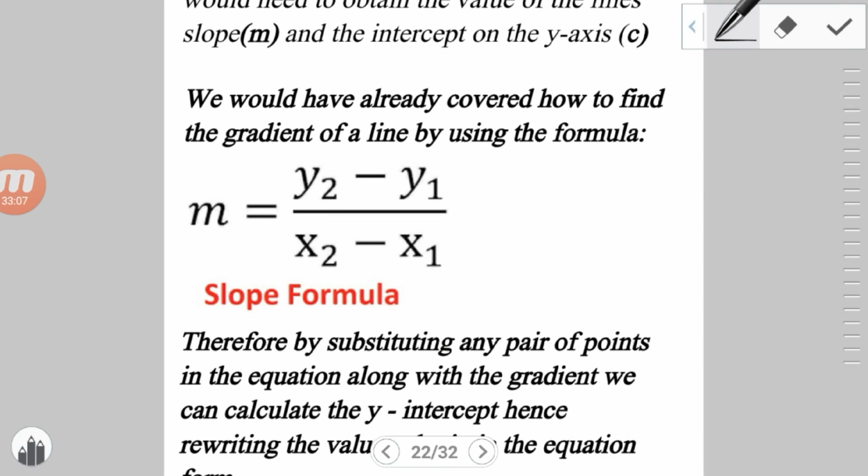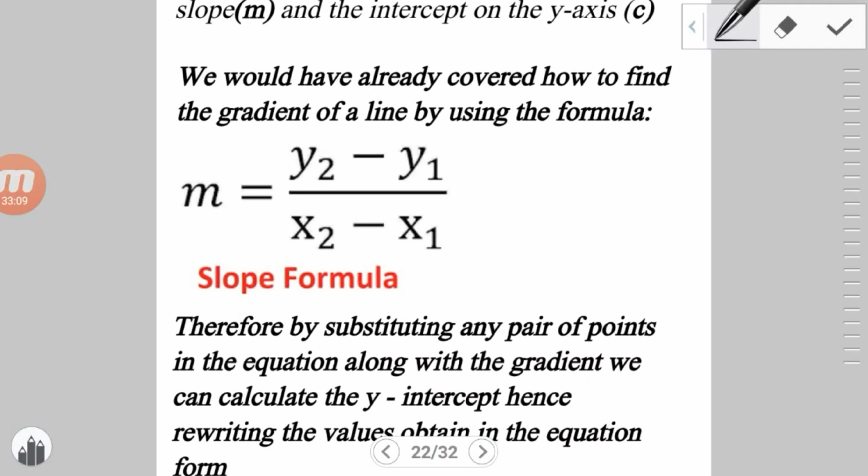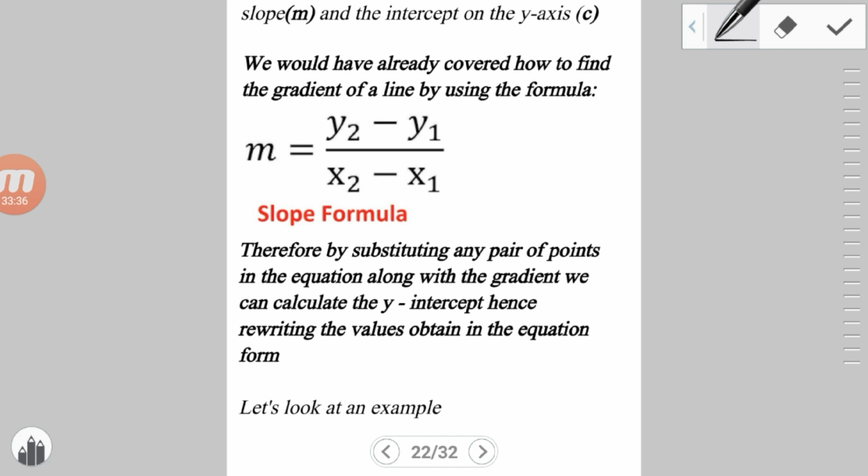All right, now as a reminder, we would have already covered how to find the gradient of a line by using the formula. That would be a video that I had made in part 1, so definitely check that out if you're not familiar with how to find the gradient. A link will be in the description box below. Of course, the gradient formula here is m is equal to y2 minus y1 divided by x2 minus x1. All right, and that's called a slope formula.